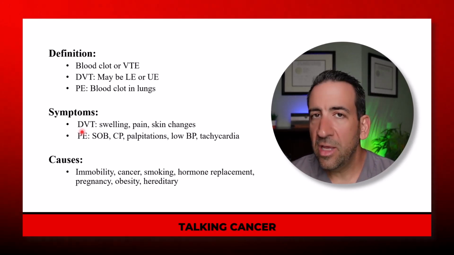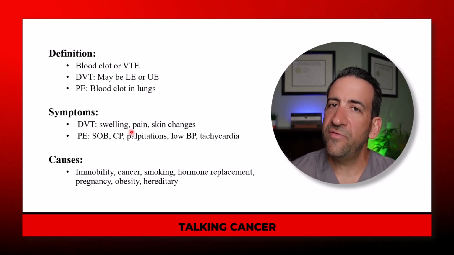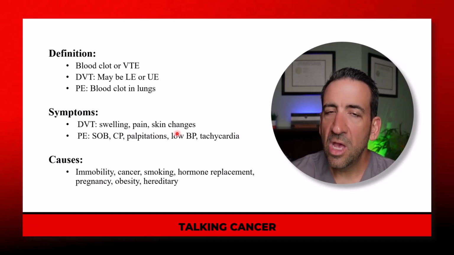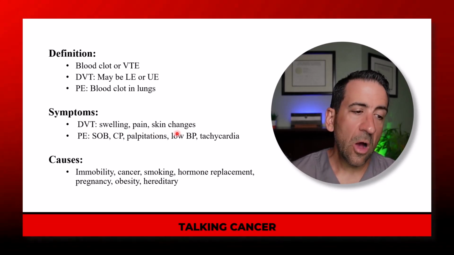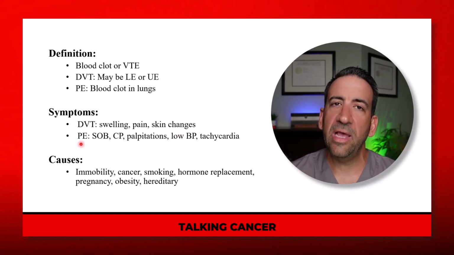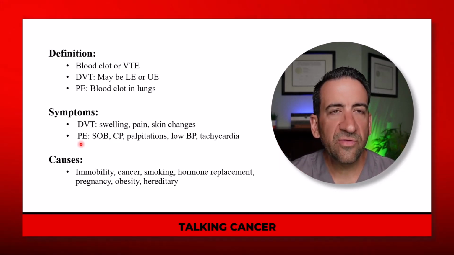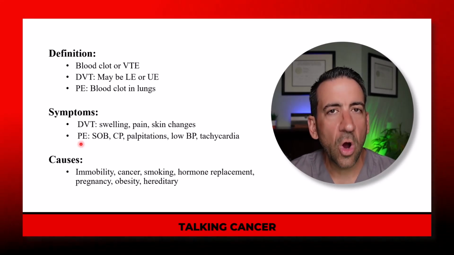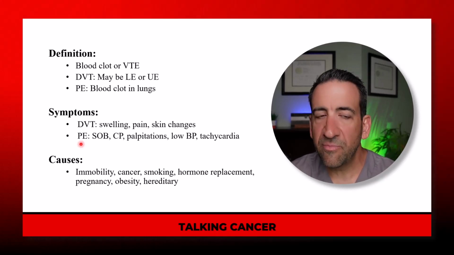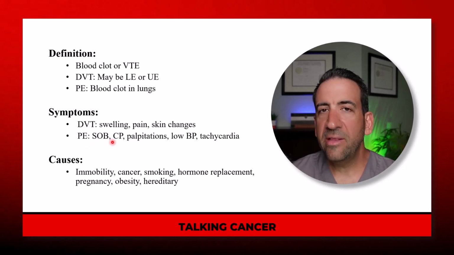Know that pain is another very common finding, as well as skin changes. This trio, the swelling, the pain, and the skin changes, you should think of the possibility of having a DVT. Now, PE, this is common sense. You have this blood clot that broke out of the veins of your leg and ended up in the lungs. This is going to compromise blood flow. Now your heart is going to have to work harder to pump blood through your lungs. So that's going to lead to shortness of breath, chest pain, palpitations, low blood pressure, and tachycardia.